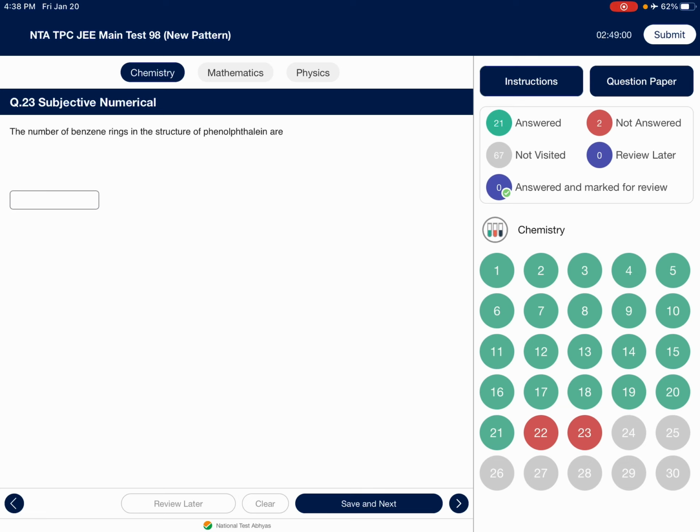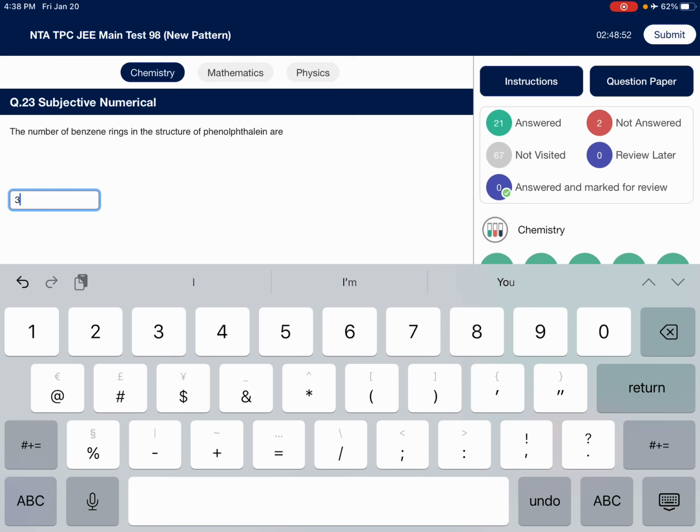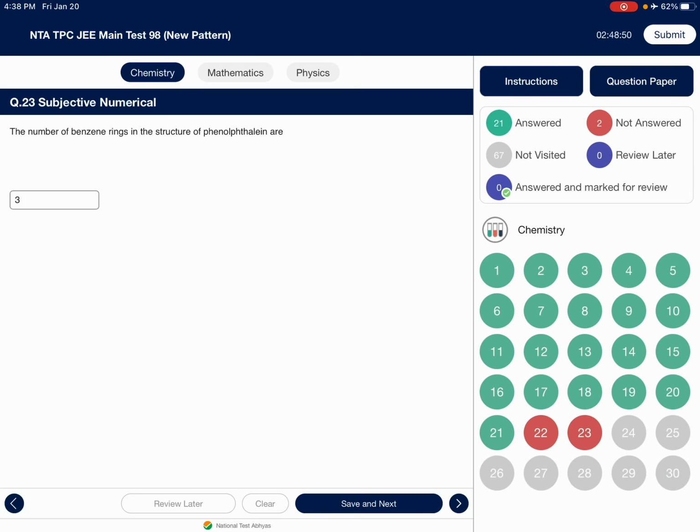Total number of benzene rings in the structure of phenolphthalein. Phenolphthalein will have two sides like this and one side like this. Three benzene rings should be there: one from phthalic anhydride, and two from the two phenol substances.